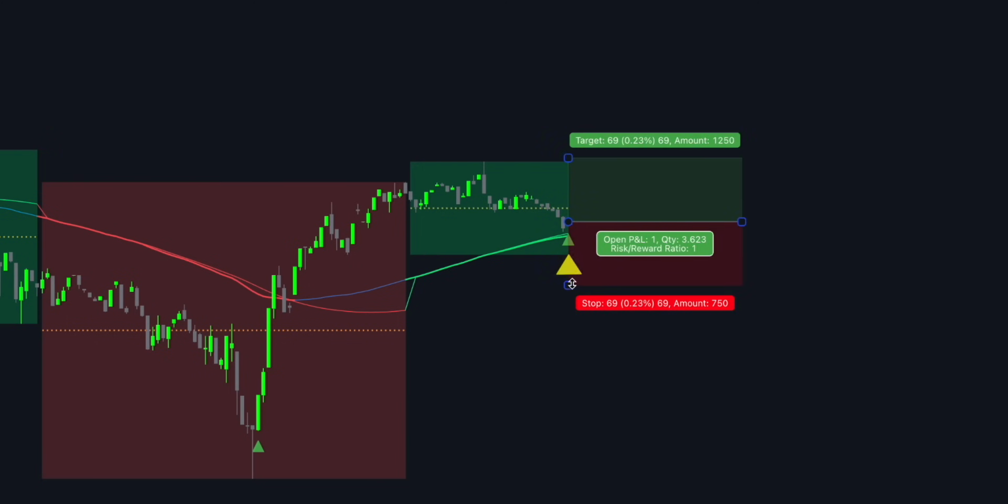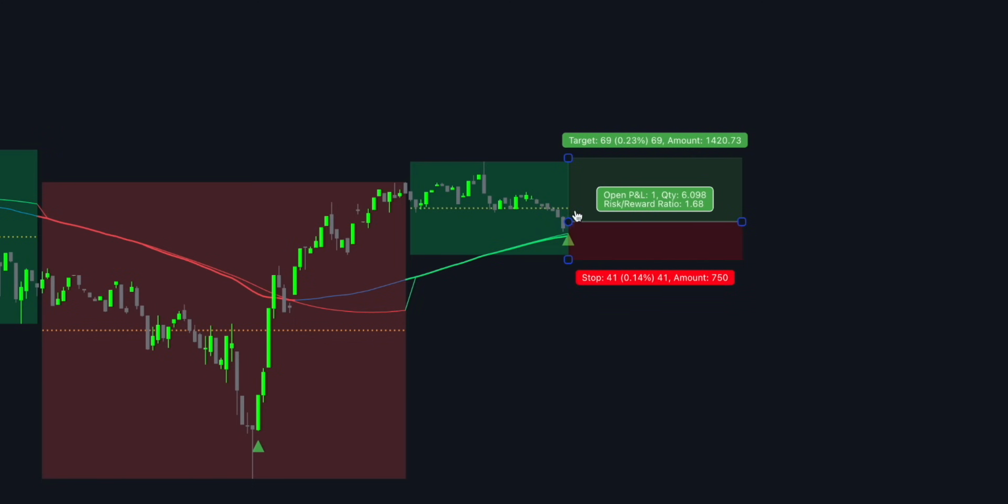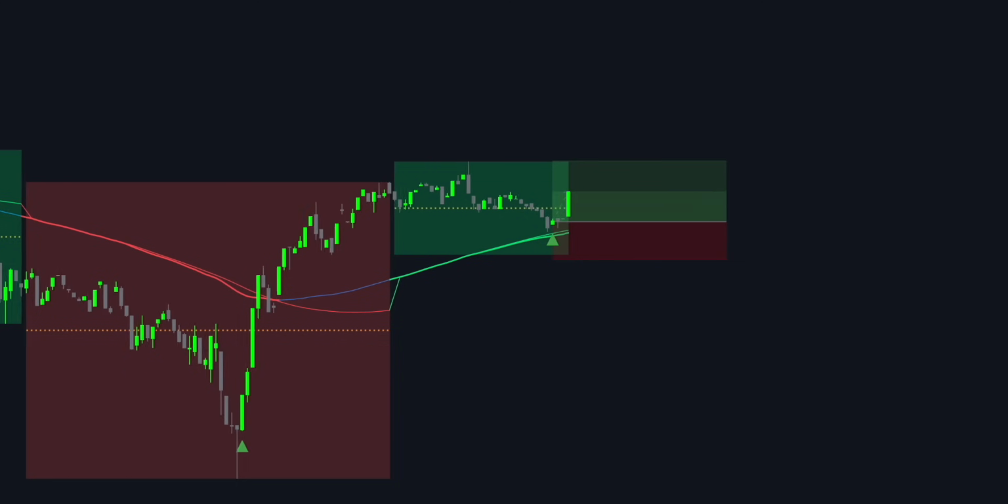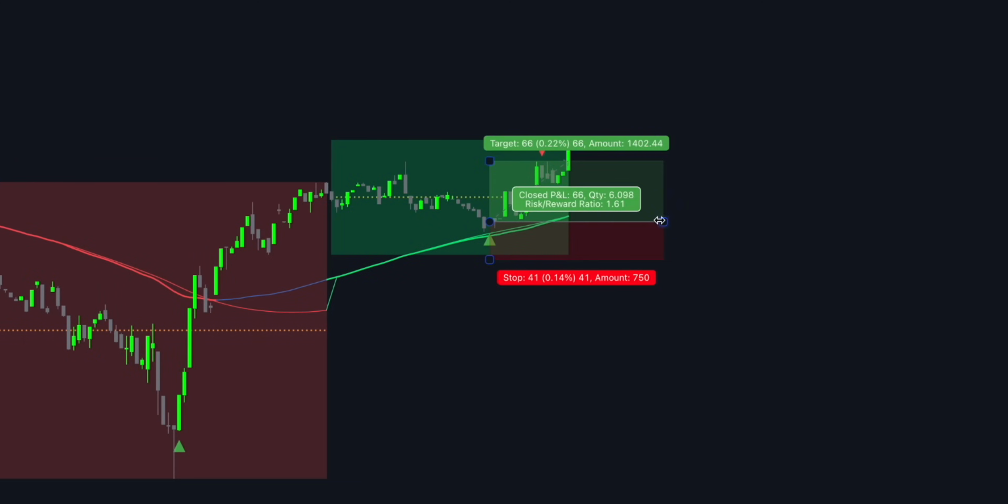Set the stop loss below the green box or at the recent swing low. Target 1.6 times the risk. As soon as a sell signal appears on the chart, close a portion of the position. In the next example, we can see the trend has switched from bearish to bullish.